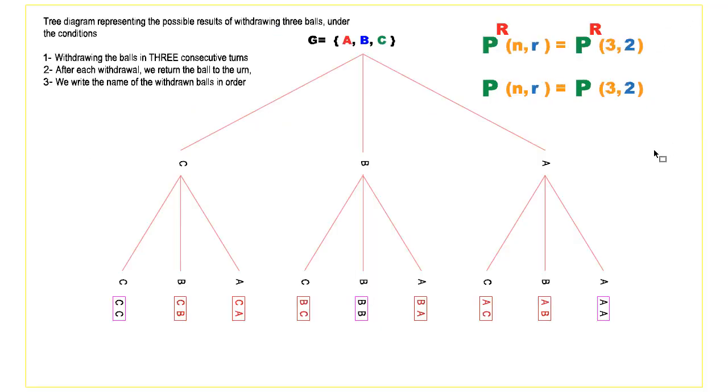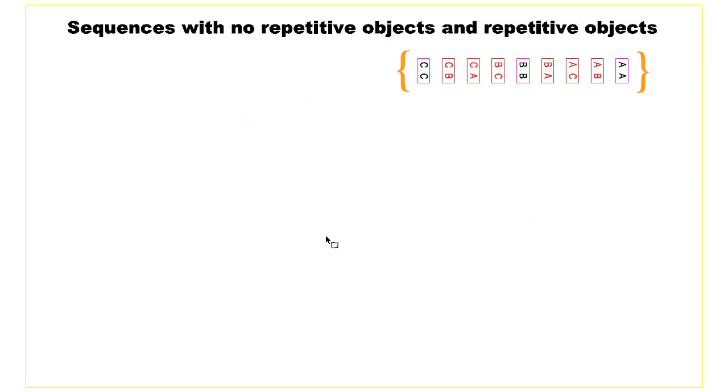And now we need to find the relation between permutation with replacement and permutation without replacement. So we are going to start with permutation of 3 objects taken 2 at a time with replacement. We have seen that before, and the generated sequences after the first withdrawal here and the second withdrawal here are these elements, which are 9 elements or 9 sequences. So let's put them aside. So we have these 9 sequences here.